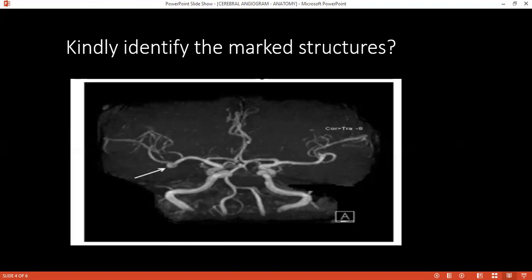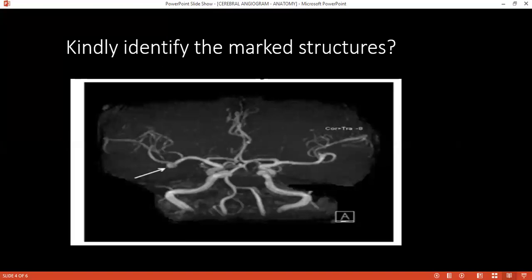Okay. Can you also tell me all the branches of the internal carotid artery before it enters the skull? Does it give any branch before it enters the skull? No. Okay, good. Right.